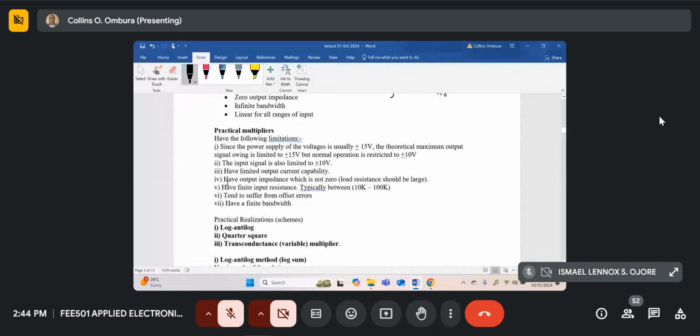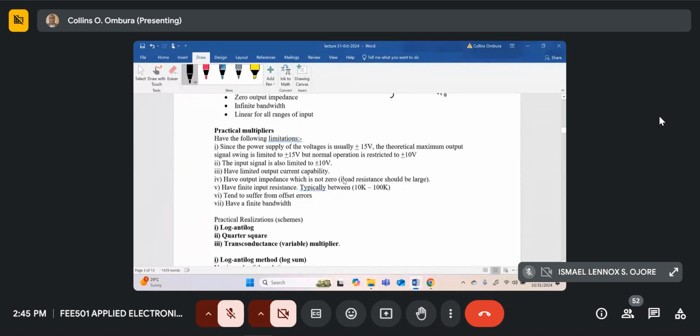Also, they have an output impedance which is not zero. So the load that should be used is large. If you want all the voltage generated inside the output of the multiplier to appear at your load, you've got to make your load resistance large.